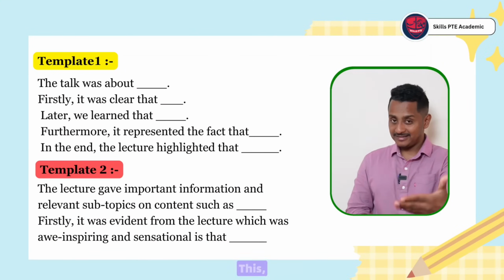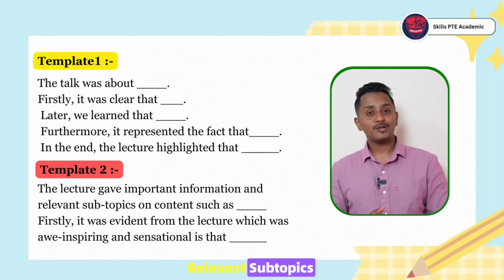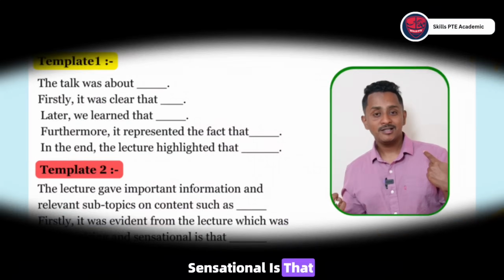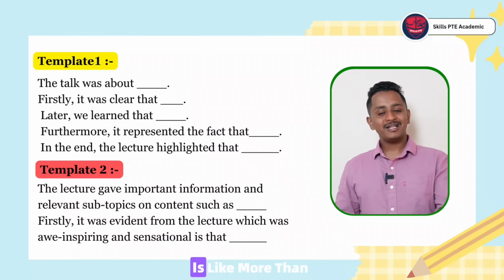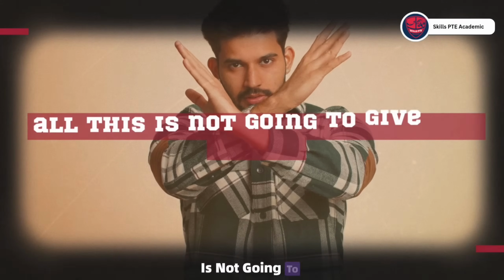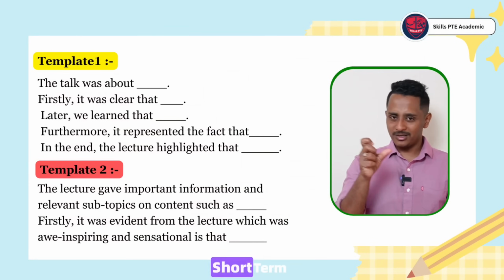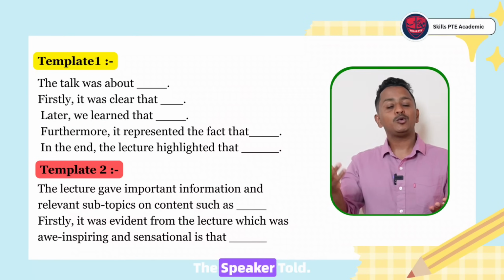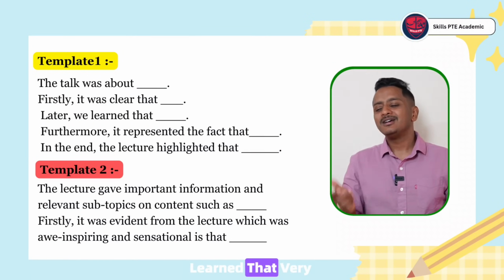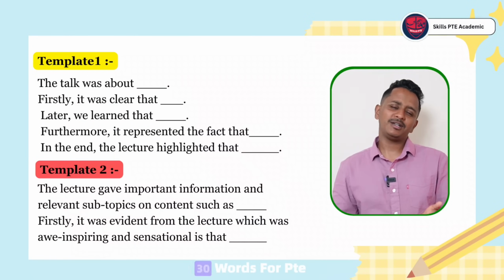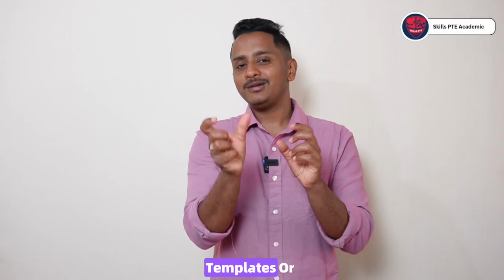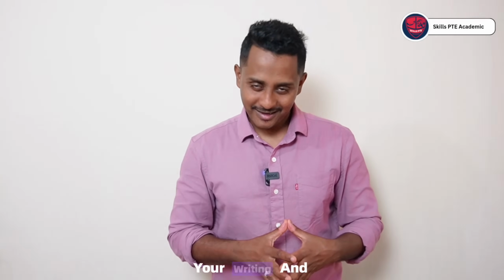If you use something like this, the lecture gave important information on relevant subtopics on content such as, firstly it was evident from the lecture which was awe-inspiring and sensational is that, hey, the template one line itself is like more than 13-14 words. All this is not going to give you scores. For PTE Core, you can use a shorthand template. The talk was about firstly, secondly. Or the talk was about firstly, the speaker told. Secondly, we learned that. Very short template is fine, but it's hardly 20 to 30 words for PTE Core. Try to minimize using the template. For PTE Academic, strictly use short templates or structures. Avoid using lengthy templates. Otherwise, be ready to see a very low score in your writing and listening both.